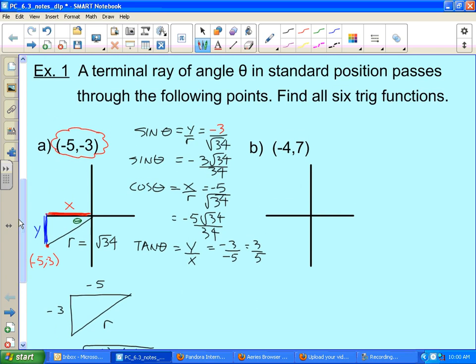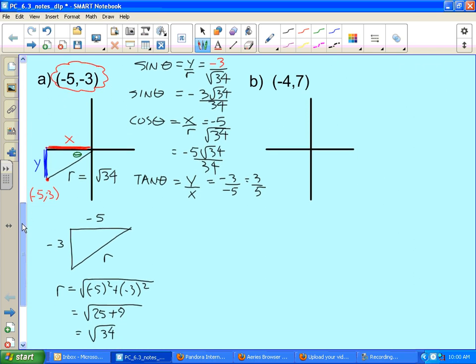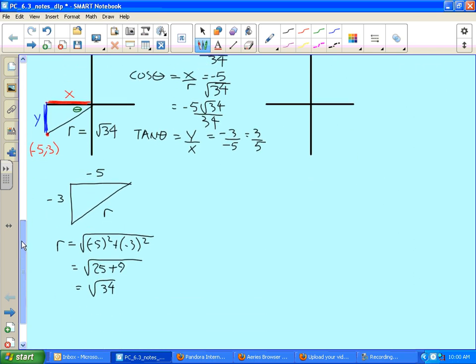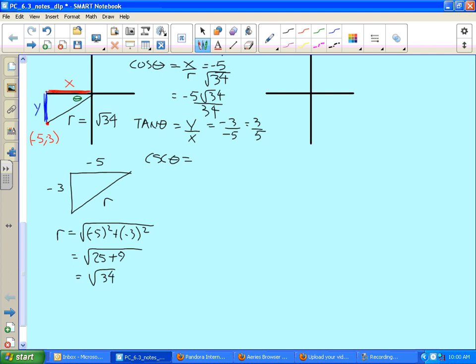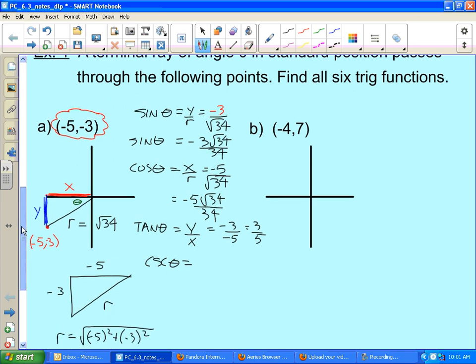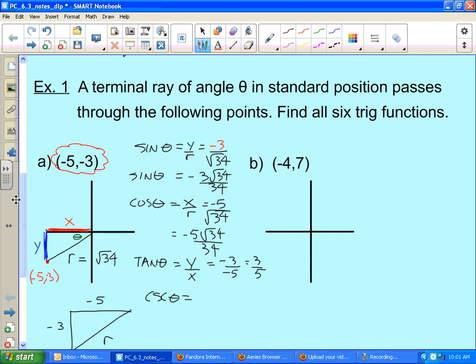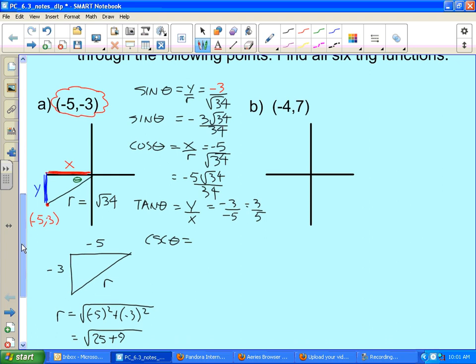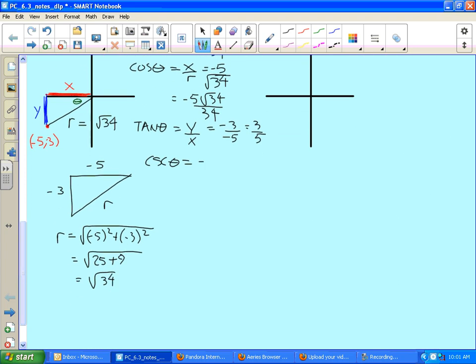But here's the beauty about reciprocal functions. Once you know those 3, what do you do to find the other 3? I flip them. That's it. So, thinking about cosecant, which is the reciprocal of sine. Cosecant theta would be, let's flip the original y over r. It was negative 3 over square root of 34. Now it's square root of 34 over 3, and it's still negative. Does it matter where the negative goes in a fraction? No. I can just write it as negative root 34 over 3. So I got this.